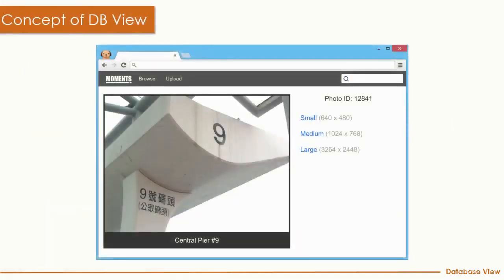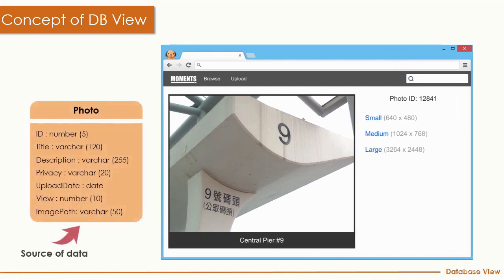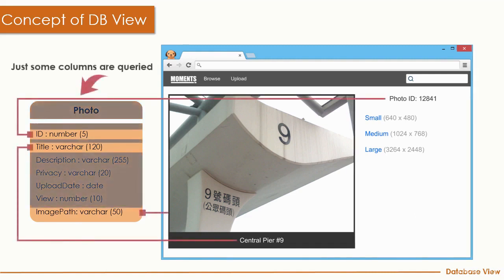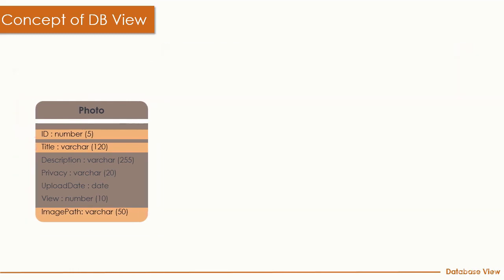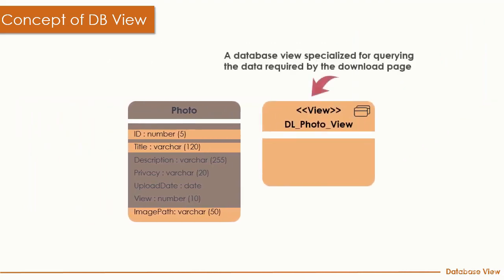Let's talk about the concept of database view first. Look at this moment, the photo album software we're going to build in this training. We have the photo showing. You can imagine the photo is shown from the photo table, and we just use three columns. The first one is the photo ID. The second one is the title of the photo. And the third one is the photo itself. We just need three columns, so we don't need to query all the columns.